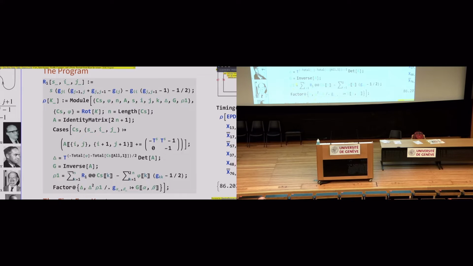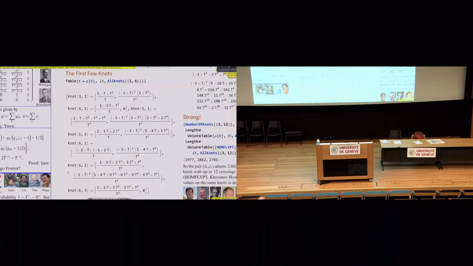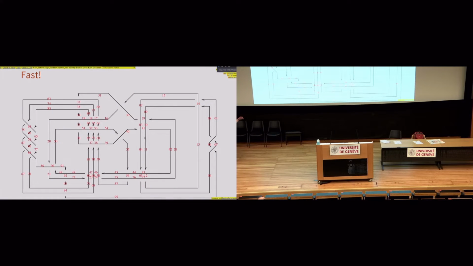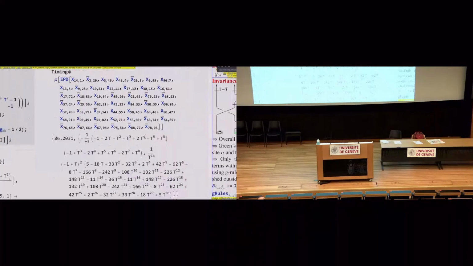And then you output the result factored, and here are some examples. Here is a table of the output for all knots with up to 6 crossings. For the 5-2, for example, this is the Alexander polynomial, and this is the rho 1. Then here is a 48 crossing knot, fully labeled, and then I type it in. Typing it in takes half a day. You hit enter, and 86 seconds later, you find that the Alexander polynomial is given here, and rho 1 is given by these formulas. Whatever. The point is that it was a 48 crossing knot, and it was fast to compute.